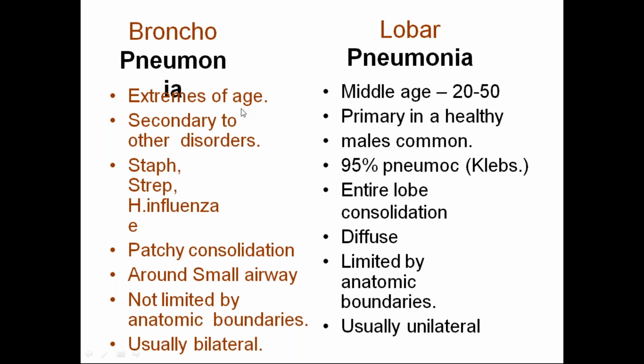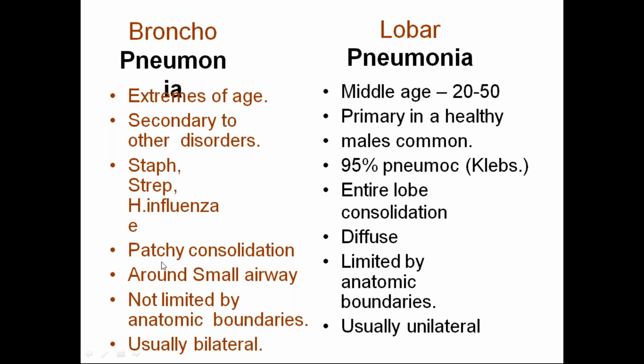So we need to remember few differences between bronchopneumonia and lobar pneumonia. Bronchopneumonia occurs in extremes of age, and lobar pneumonia occurs in middle age, that is 20 to 50 years. The bronchopneumonia is secondary to other disorders, whereas lobar pneumonia is primary. It occurs in the healthy individuals. Both these conditions are caused by bacterial infection. But most common organisms in case of bronchopneumonia are Staphylococcus aureus, Streptococcus, and Haemophilus influenzae. In case of lobar pneumonia, 95% is caused by Streptococcus pneumoniae.